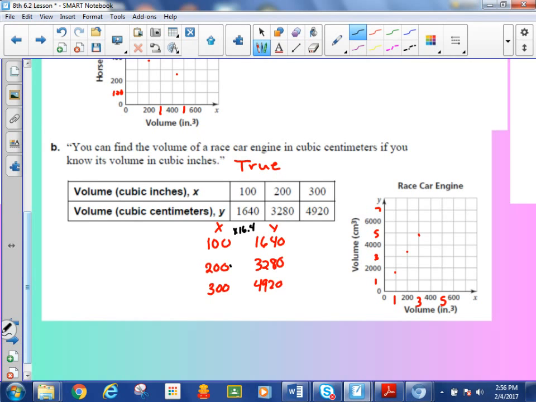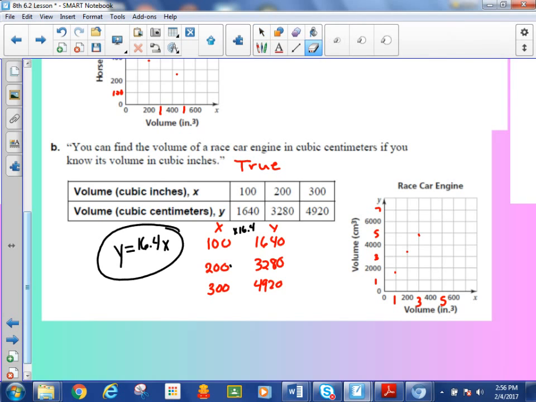If I do 200 times 16.4, that gives me 3,280. That gave me the answer. So we're taking it times 16.4, and our equation is y equals 16.4x. Okay, I always start with the simplest ones and then work my way out. So I tried adding first, which I knew was not going to be right because it was a huge number. So I tried multiplying, which I had to do division to see what I'd multiply by.